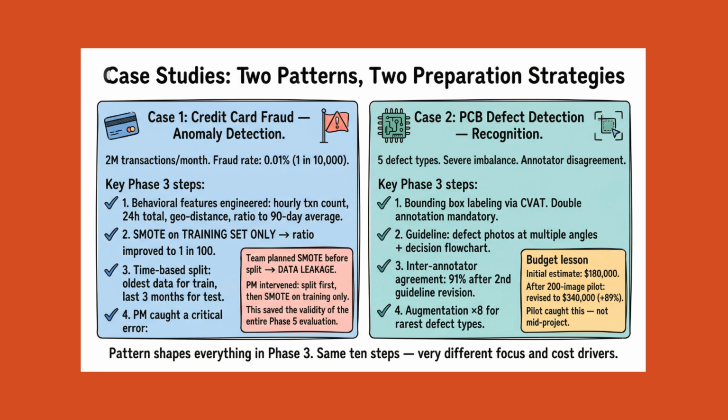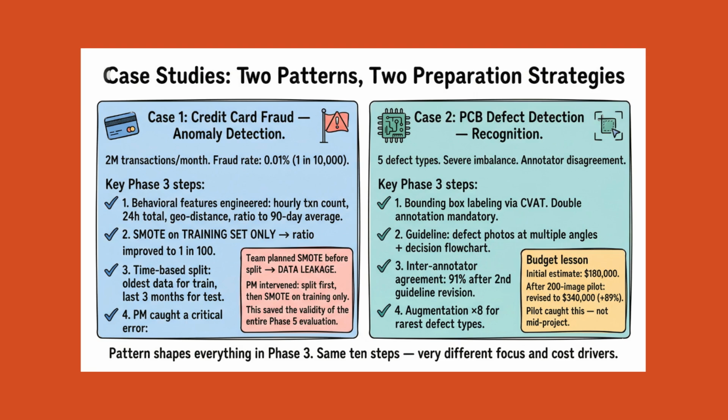Case Study 2. PCB Defect Detection, Recognition. Electronics manufacturer, 5 defect types, severe class imbalance, and annotator disagreement found in Phase 2. Labeling used CVAT with experienced QC technicians drawing bounding boxes. The guideline included photos of each defect at multiple angles, and a decision flowchart for the ambiguous dry solder joint class. Double annotation was mandatory. Inter-annotator agreement reached 91% after the second guideline revision.